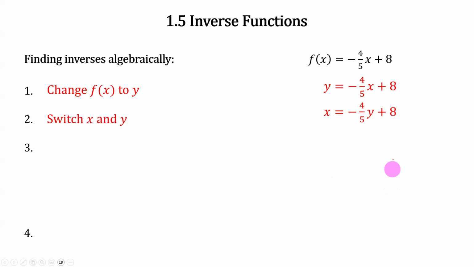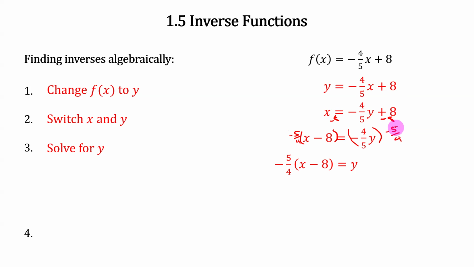Now what we're going to do is solve for y. We're going to get y by itself. So I'm going to subtract 8 from both sides. I promise that was an 8. Now I need to multiply by the reciprocal. I'm going to multiply both sides by negative 5 over 4, because that'll cancel out. Negative times negative is a positive, so the negatives cancel out. The 5 over 5 cancels. The 4 over 4 cancels. I end up with just 1 right there. Don't need to write the 1.